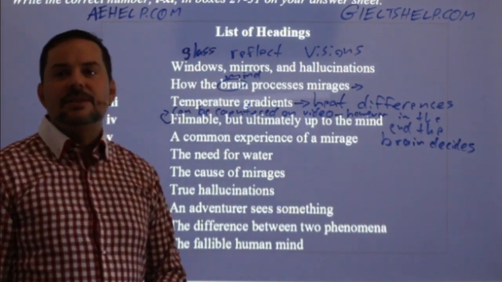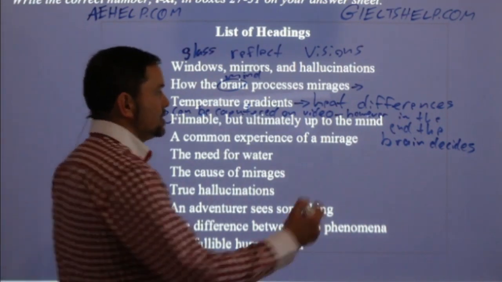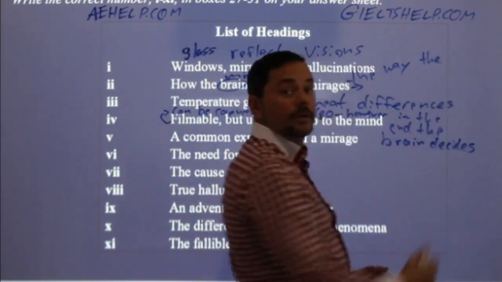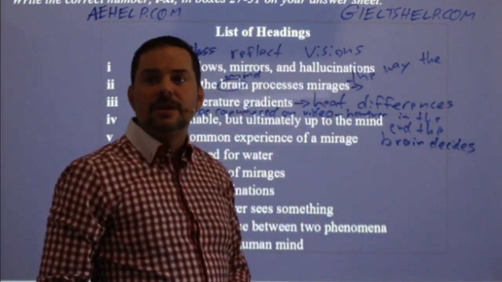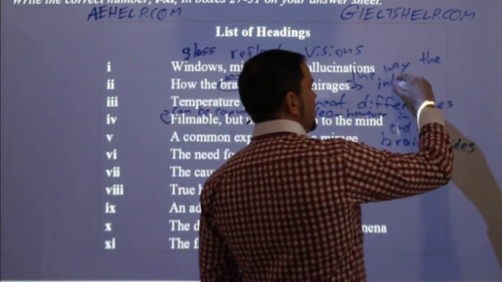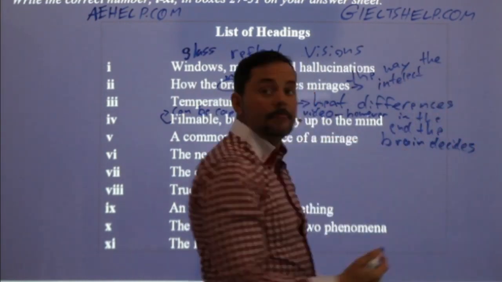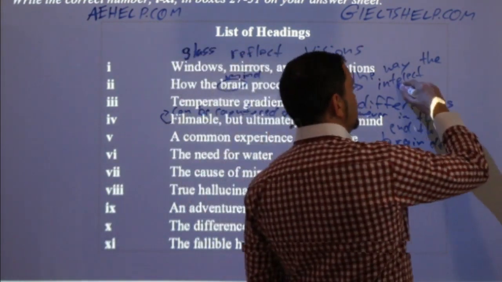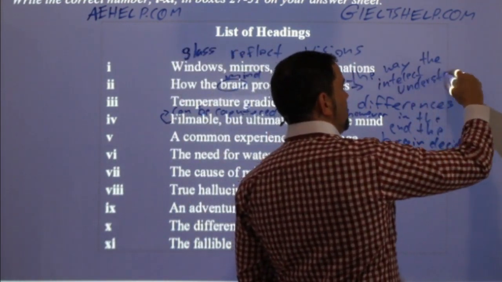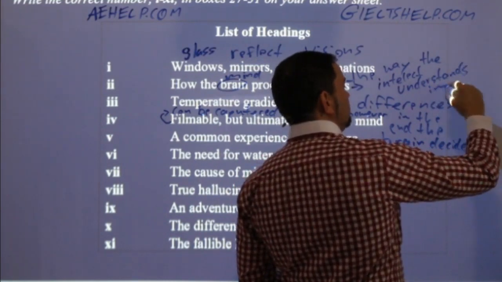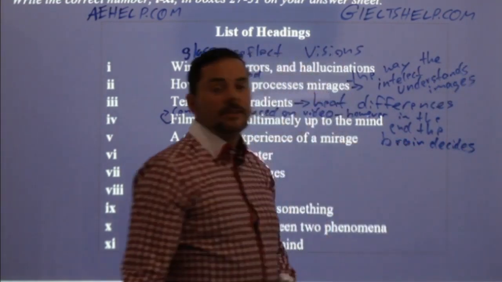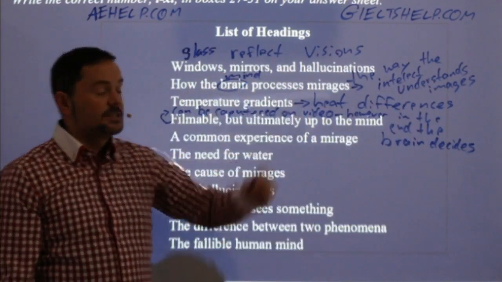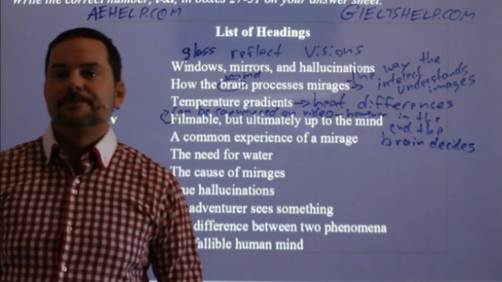Yexton says the way the intellect processes images. The way the brain or the intellect is another way to say mind, intellect processes, understands images. Okay, that could be one. So the way the intellect understands images, how the brain processes mirages. Okay.